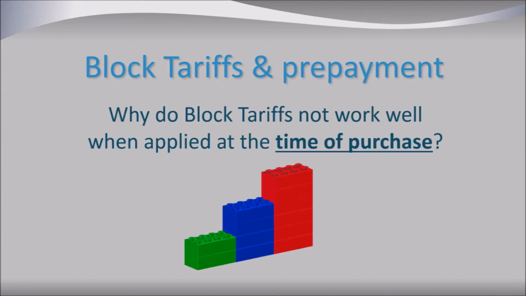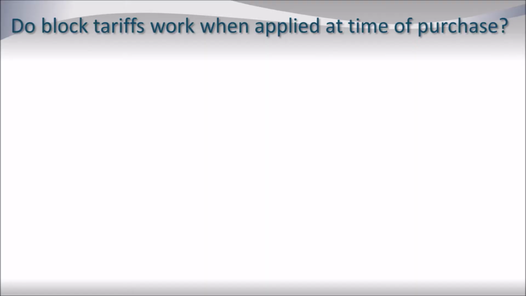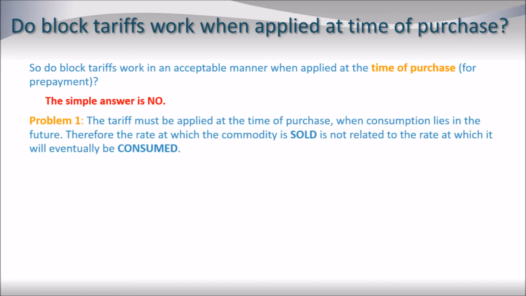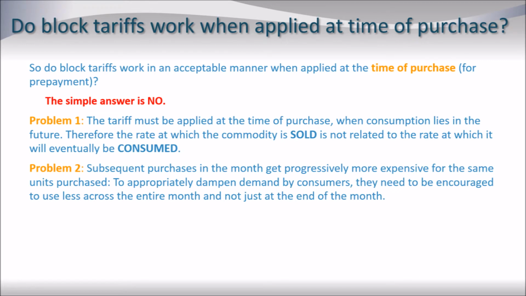So why don't block tariffs work well when applied at the time of purchase, which is what happens with prepayment token meters? So do block tariffs work in an acceptable manner when applied at the time of purchase? The simple answer is no, and there's three reasons why. The first problem is that the tariff must be applied at the time of purchase, when consumption still lies in the future. Therefore, the rate at which the commodity is sold is not related to the rate at which it will eventually be consumed.